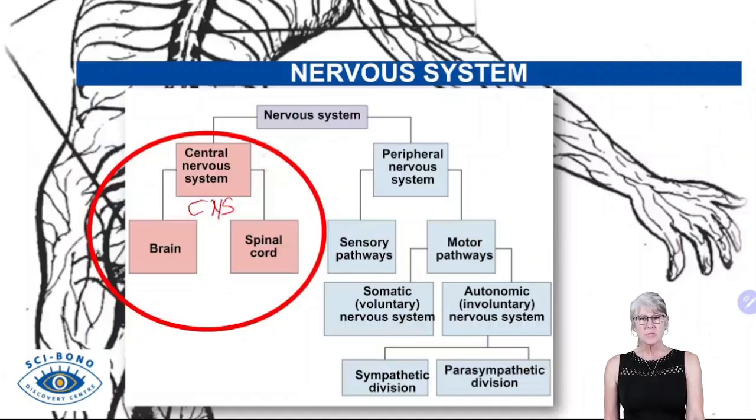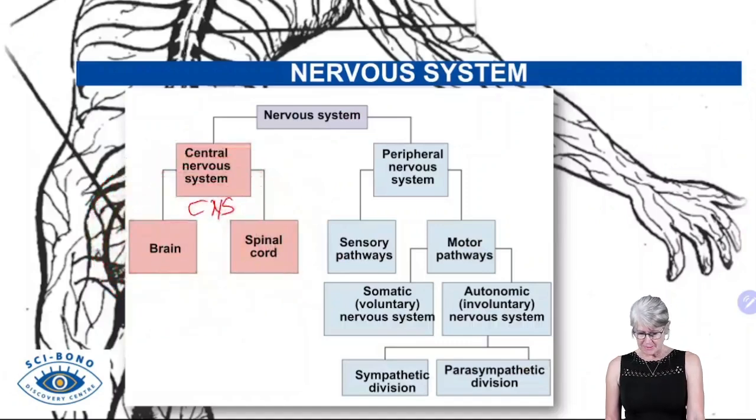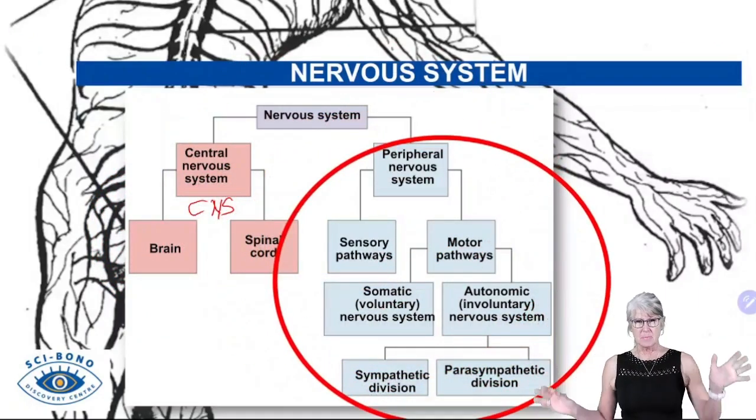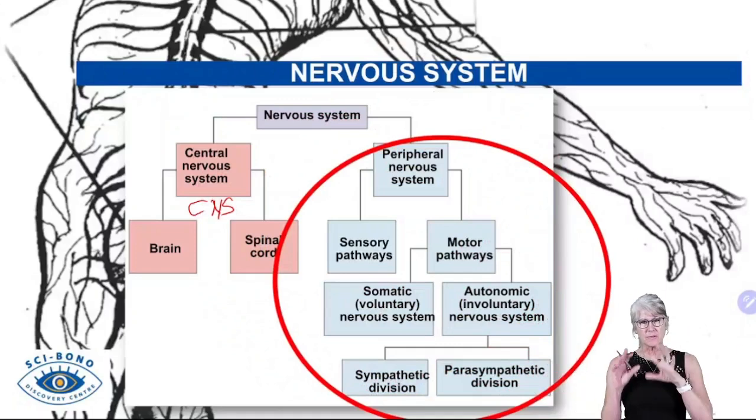Then the other part of the nervous system is the peripheral nervous system. And remember, periphery means the outside, the boundary. So the peripheral nervous system is all those nerves that branch off the central nervous system. Okay, so we find sensory pathways.